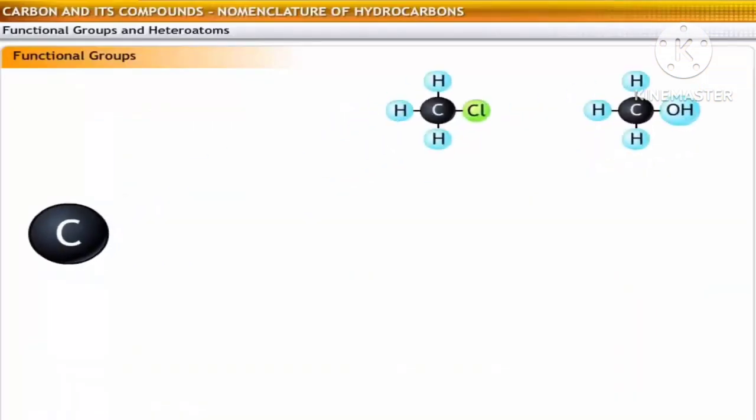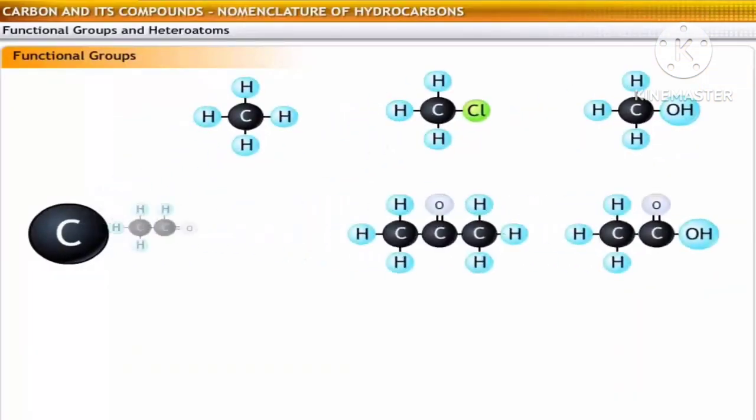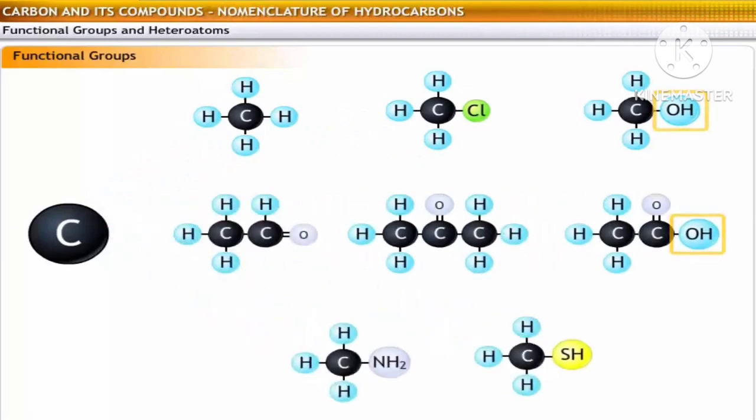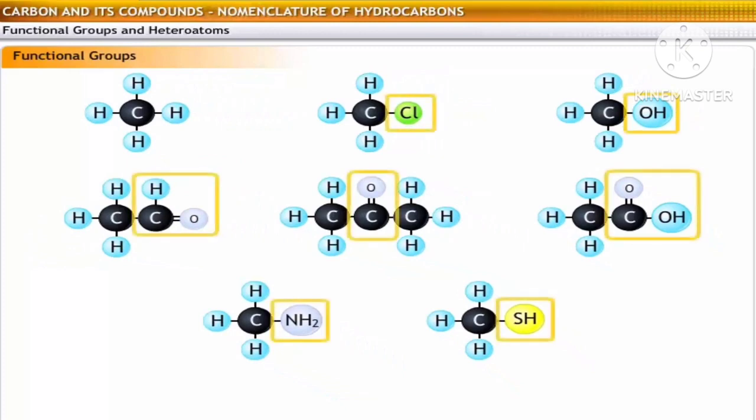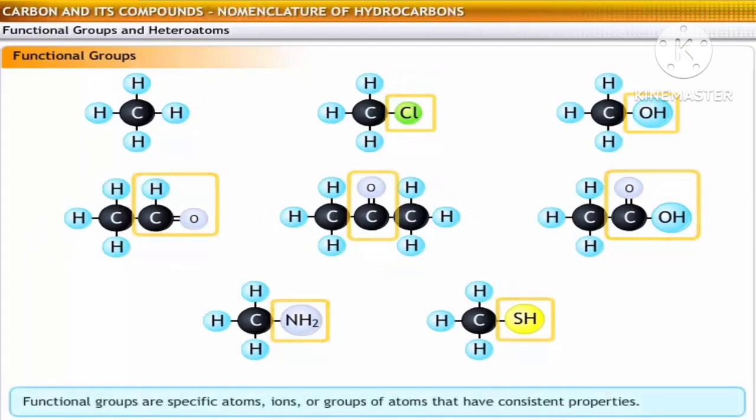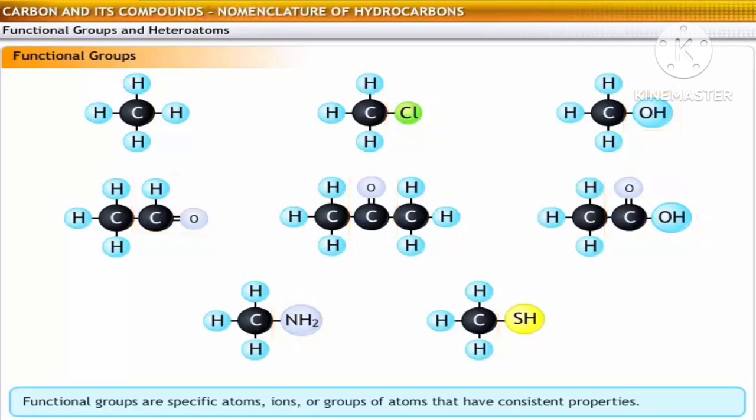About 10 million organic compounds are known to exist to date. Fortunately, organic compounds consist of a few similar parts combined in different ways. This helps us predict how a compound that we have never seen before may react by comparing how other compounds containing the same parts are known to react. These parts of organic compounds are called functional groups. Functional groups are specific atoms, ions, or groups of atoms that have consistent properties. A functional group makes up part of a larger molecule.